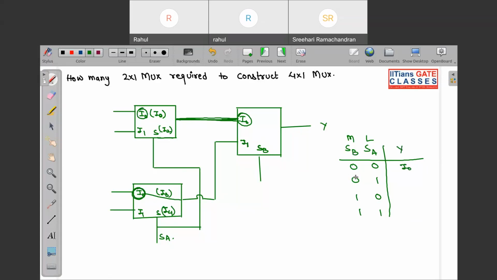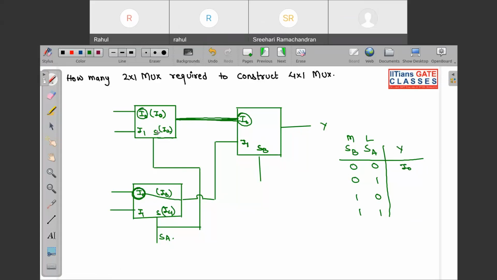Now look, SB is 0, SA is 1. So SB 0 means what? Still this line is connected and SA is 1. So SA 1 means what? This is even connected over here and this one is connected over here. But this line is not activated. Only this line has been activated. So I1 will pass.